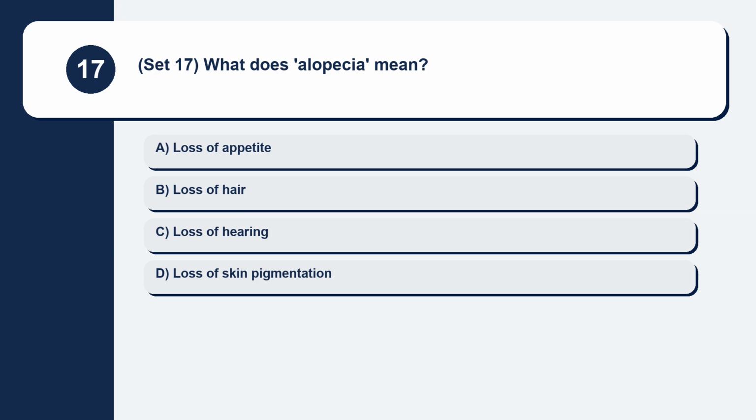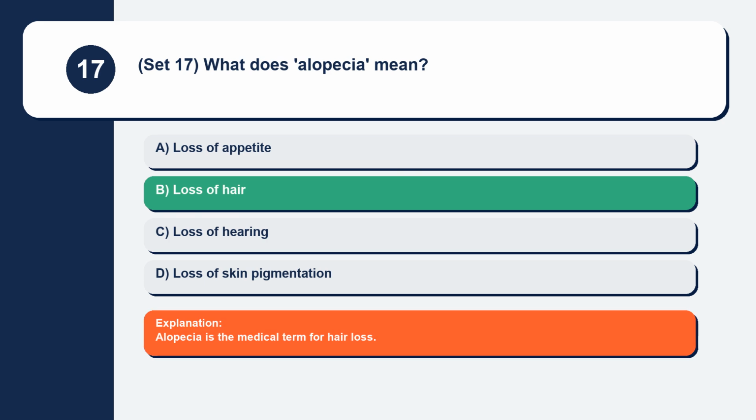Question 17. Set 17. What does alopecia mean? Loss of appetite, loss of hair, loss of hearing, loss of skin pigmentation. Alopecia is the medical term for hair loss.